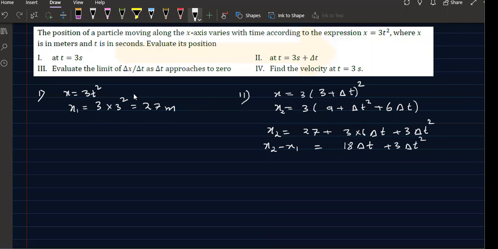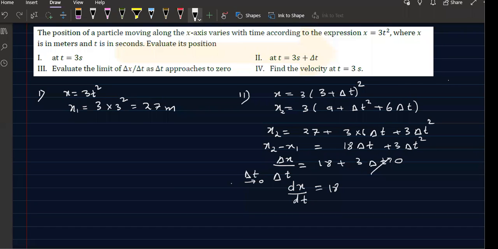If you remember the basics of differentiation, you might be able to solve question number 3 very easily. So this is your delta x, right? And you have to find delta x by delta t. So divide everything by delta t. This is equal to 18 plus 3 delta t. Now delta t tends to 0, so this term will tend to 0. So it will be 18. So it is actually dx by dt. How many of you remember that if delta t tends to 0, delta x by delta t is nothing but dx by dt? Now if you differentiate this function directly, you will get the same answer, 18.